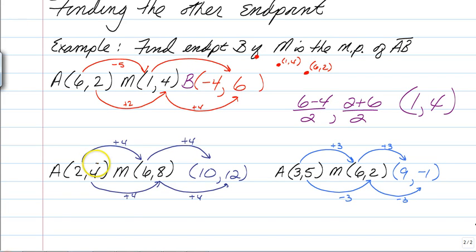Again, how do you get from x to x? You added 4, so you add 4 to that x and you get 10. How do you get from 4 to 8? You add 4, so add 4 to 8 and you get 12. Okay, do the same thing with the second example.